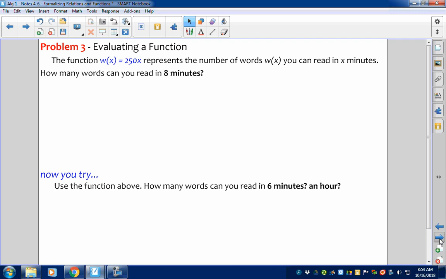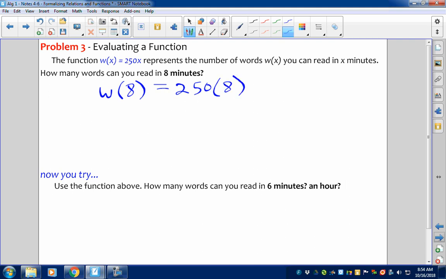The function W of x equals 250x represents the number of words you can read in x minutes. How many words can you read in 8 minutes? So just a little bit of function notation. W stands for words. X is what you're plugging in. So W of 8 means this. You're going to take 8 and plug it in for x in that equation.